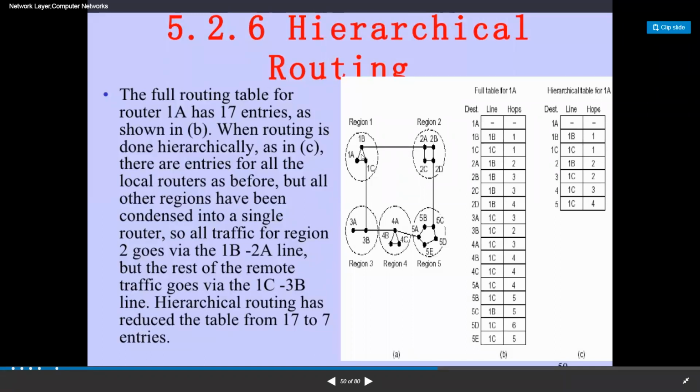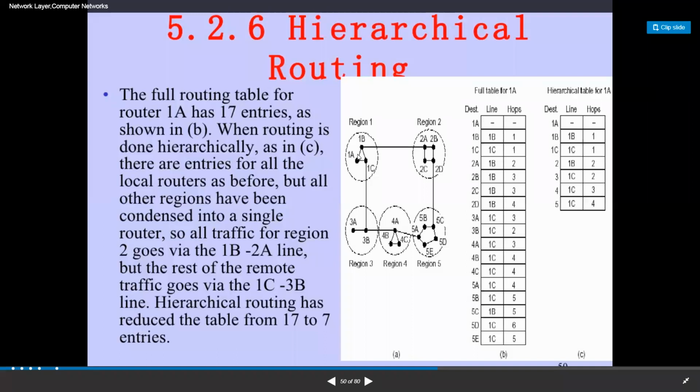The hops will be 1, 2 and 3, and the line will be 1B. See here, the hops will be 3 and the line will be 1B. 1A to 2D: 1A to 1B, 1B to 2A, 2A to 2B, 2B to 2D.